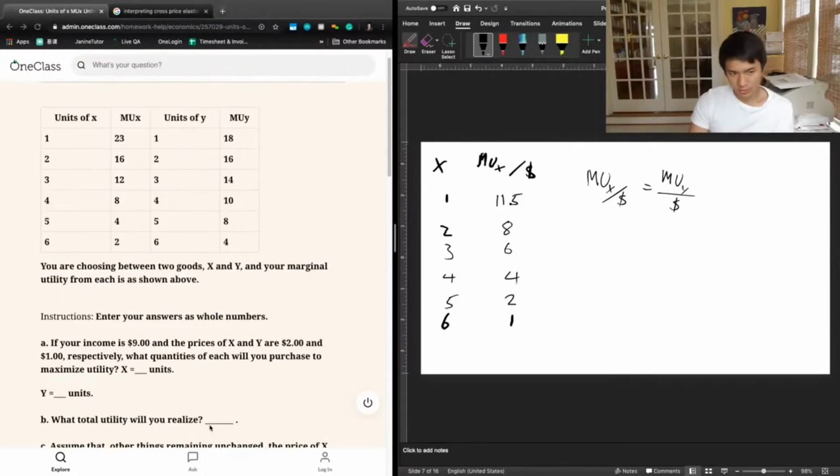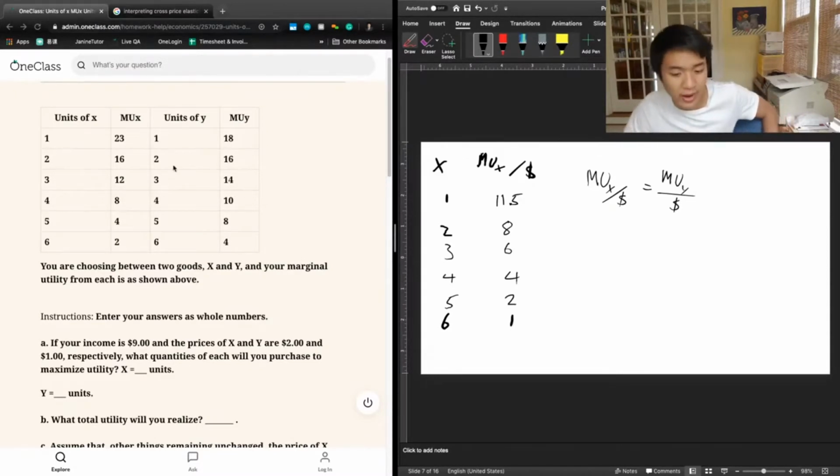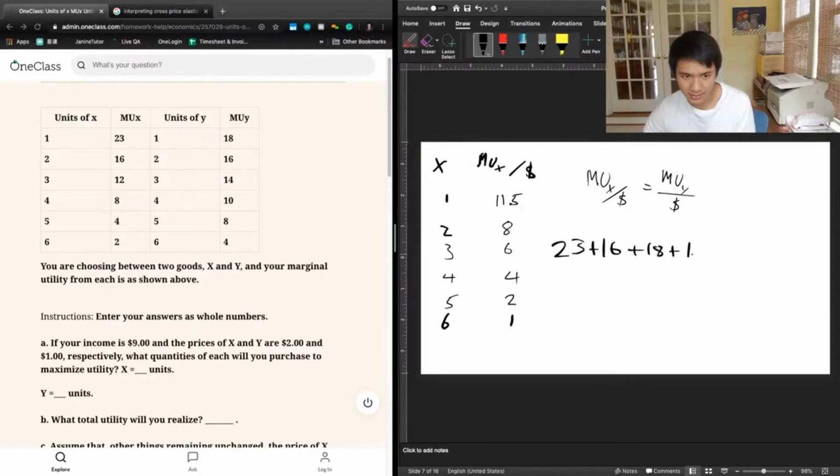Next says, what total utility will you realize? So for total utility, what we're doing is we're adding up the marginal utility for every single unit of good that we purchased, right? And the sum of marginal utility gives us total utility. So if we purchase 2 units of X, the first unit of X that we purchased gave us 23 units of utility, right? Let's write this down, 23. And the second unit that we purchased gave us 16 units of utility, and that's 23 plus 16. And then for good Y, the first unit gave us 18 units of utility, the second gave us 16, third gave us 14, fourth gave us 10, and fifth gave us 8.